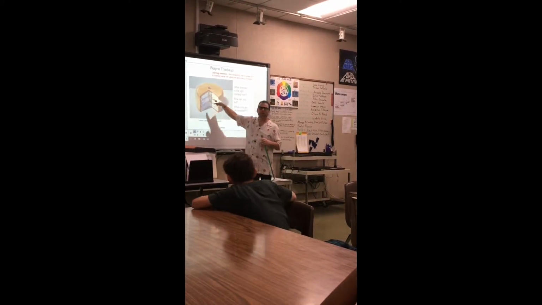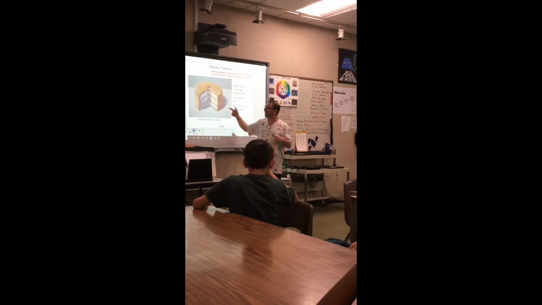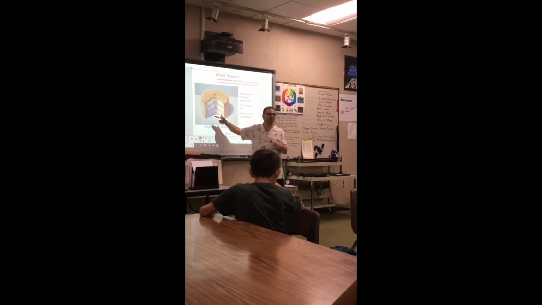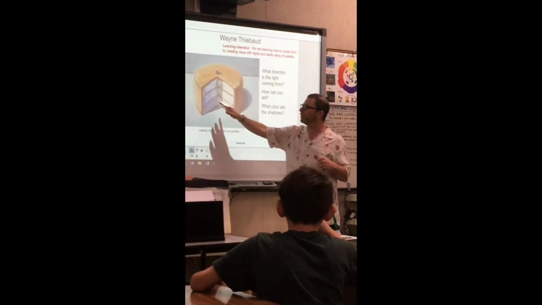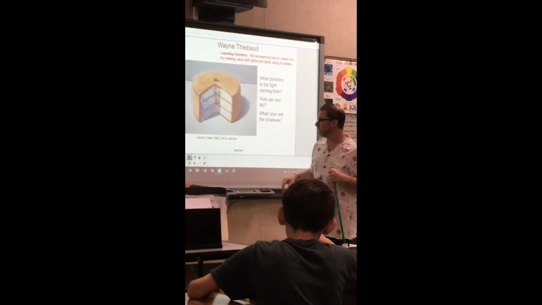Notice what's taken out of the cake? What's missing? There's a big piece of cake missing. And did you create shadows here too as well? Yeah. Okay, so it's not just on the back side of the cake, but it's also on the back side of the piece that's cut out. All right.